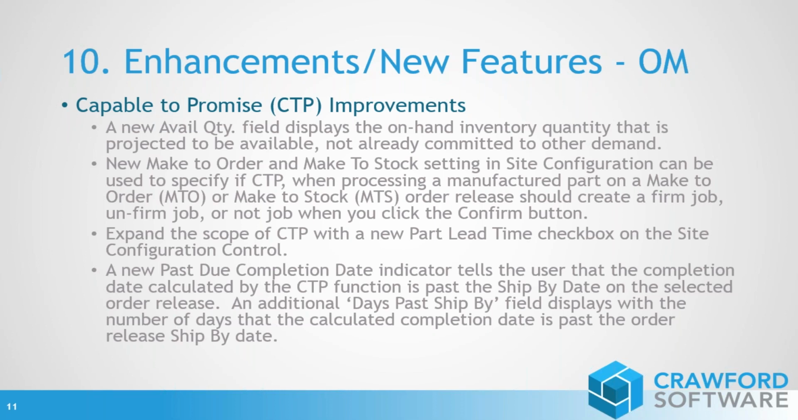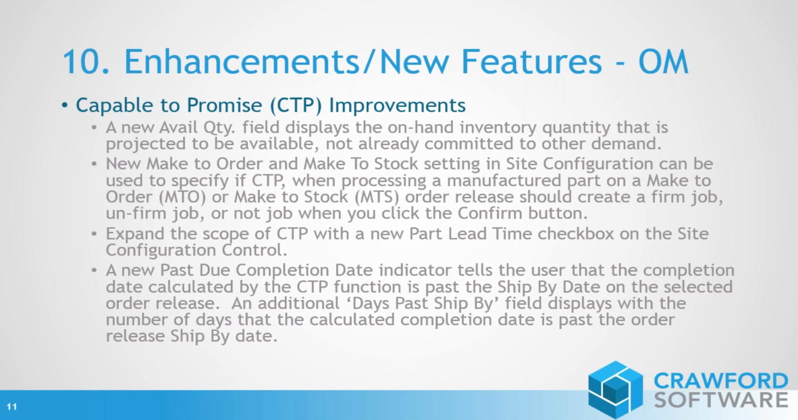And then in the site configuration, not even in the company configuration, in the site configuration, we've got a new make to order and make to stock setting that can be used to specify if the CTP, when processing your manufactured part or your make to order or make to stock order release, should create a firm job, an unfirm job, or no job at all when you click that confirm button on your CTP. It gives, again, that seamless cohesiveness between sales and manufacturing.